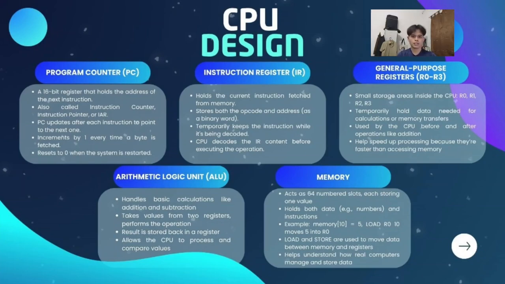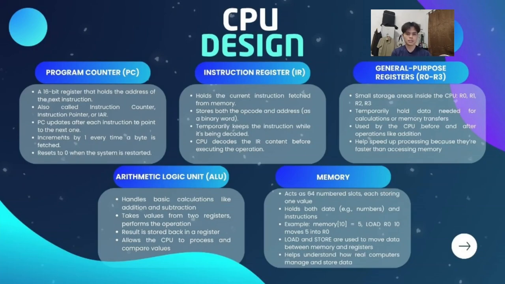The instruction register holds the current instruction that has just been fetched from memory. It stores the entire instruction, including both the opcode and the address, usually in binary form. The instruction register keeps this instruction temporarily while the CPU decodes it to understand what operation needs to be done. Only after decoding the contents of the instruction register can the CPU move on to execute the instruction.